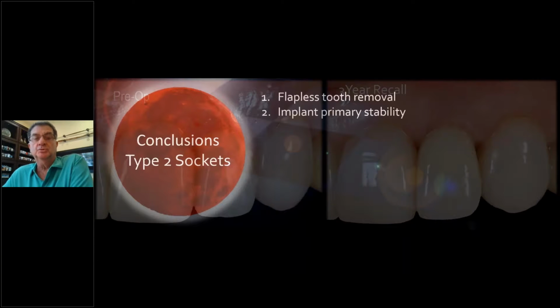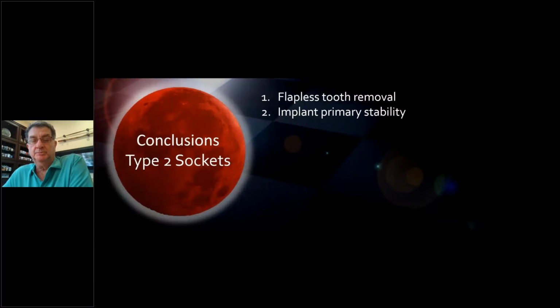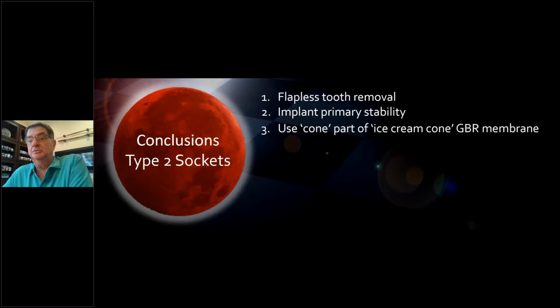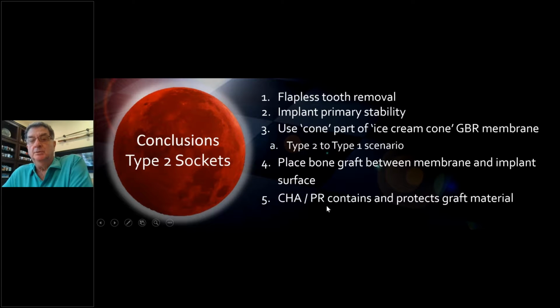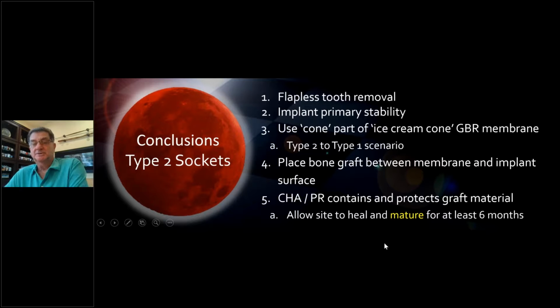So conclusions for type 2: flapless tooth removal, get implant primary stability in the apex and the palate. Use the cone part of the ice cream cone with a GBR membrane. Type 2, you're really making a type 2 defect into a type 1. You're rebuilding the buccal plate. Place the bone graft between the membrane and the implant. Put a custom healing abutment or a provisional. It contains and protects the graft. Kind of graft containment. Prosthetic socket seal. Allows the site to heal and mature for at least 6 months, not 3 months or 4 months. You got to live that time.